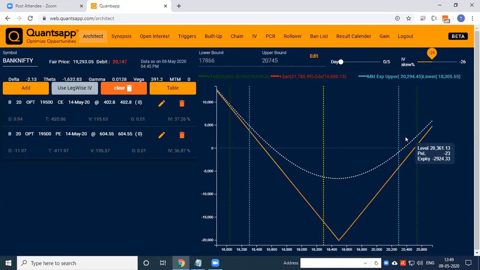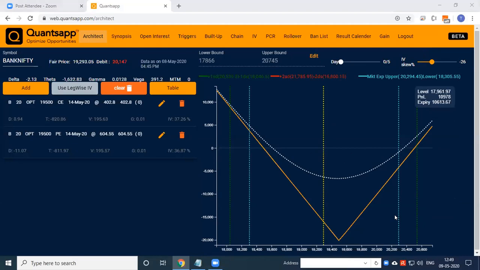So this way we have the Architect product, which gives you the complete analysis, which helps you to analyze your strategy, analyze your trade with respect to days, IV, and the underlying moves. So if you have any query on the Architect, so most of it we have summarized for today.